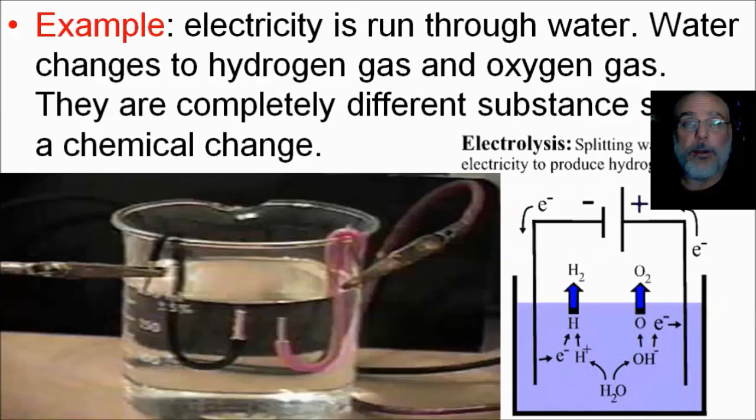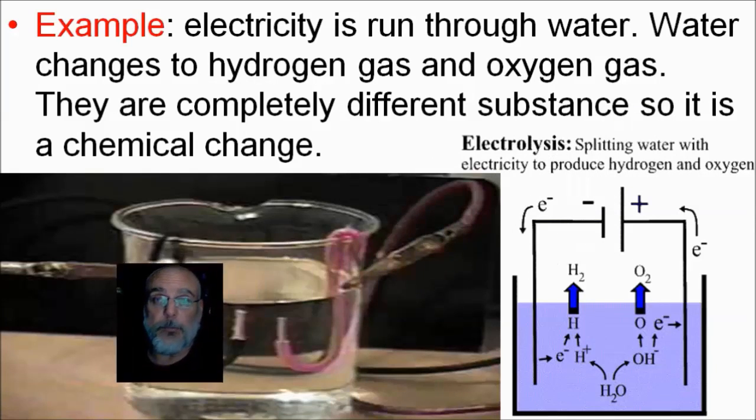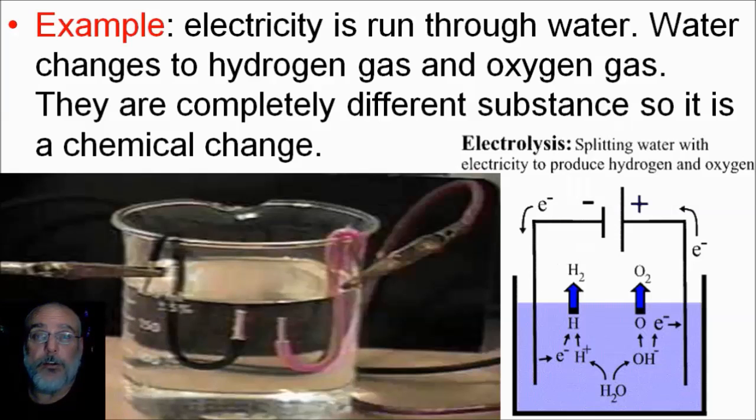We talked about electrolysis a little bit before. If we run electricity through water, we can actually separate H2O into hydrogen and oxygen gas. Completely different substances. Hydrogen gas and oxygen gas don't act anything like water at all.